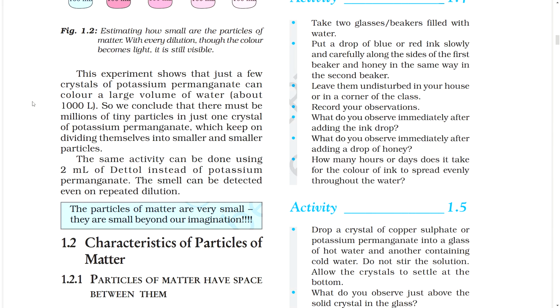The same activity can be done using 2 ml of Dettol instead of potassium permanganate. The smell can be detected even on repeated dilution. The particles of matter are very small. They are small beyond our imagination.